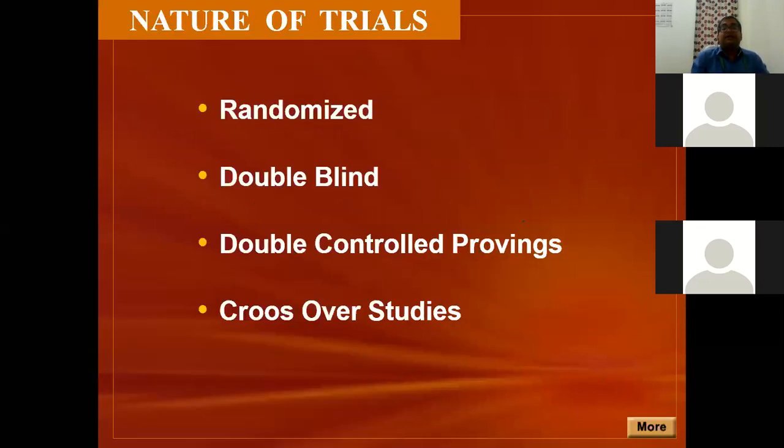Nature of the trials: randomized trials, double blind trials, double controlled proving, crossover studies. Different types of studies are there: randomized study, single blind study, double blind study, double controlled proving, crossover studies. We will explain them in the concerned part.